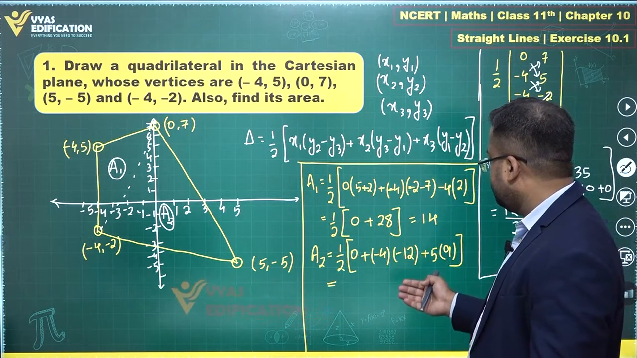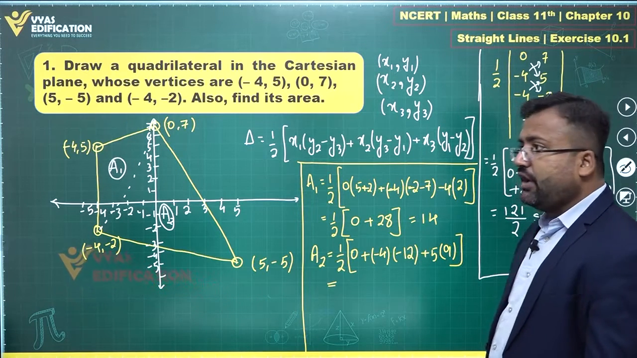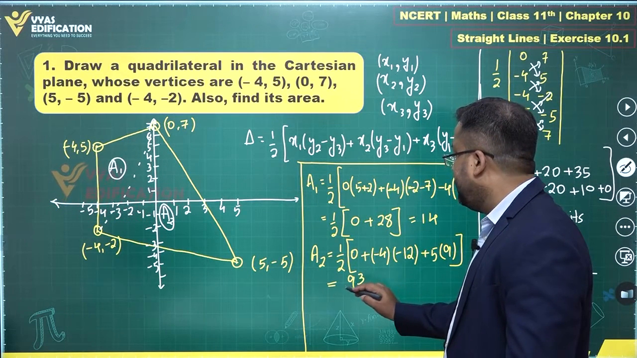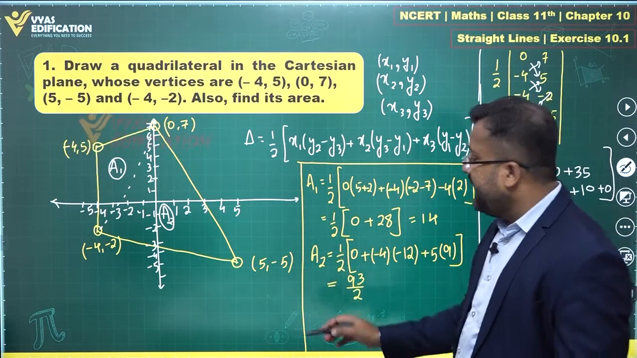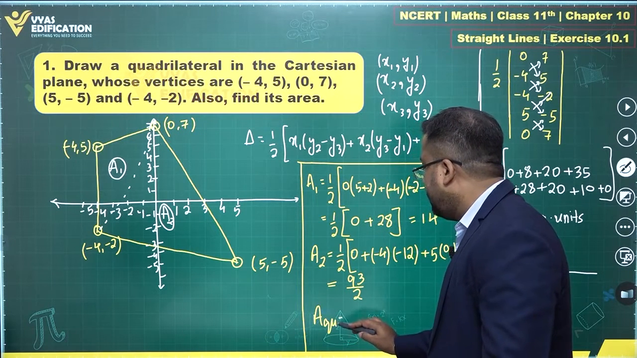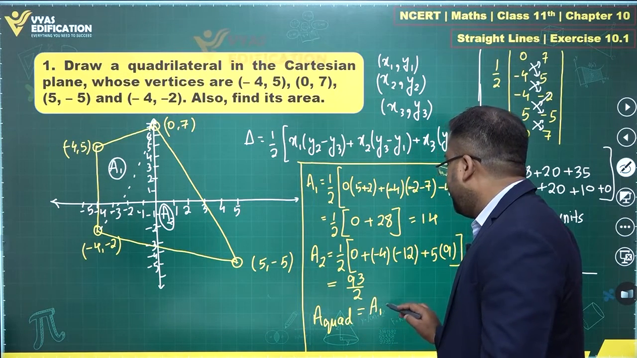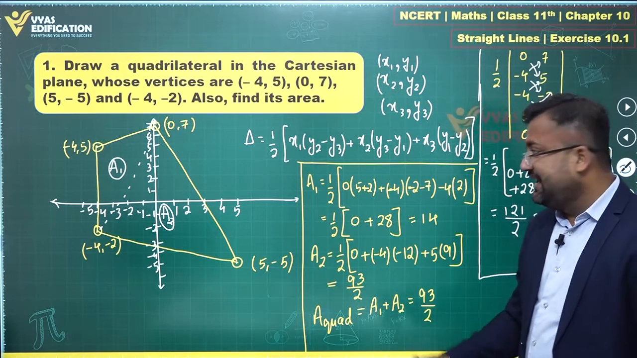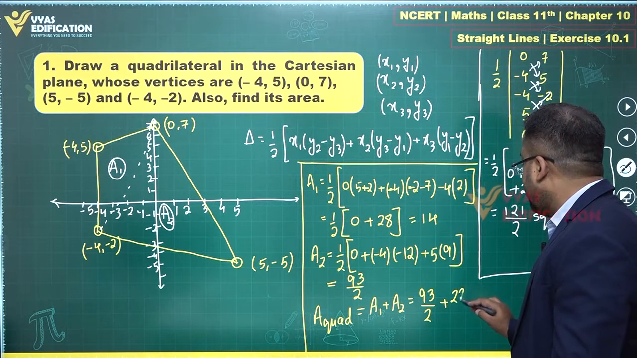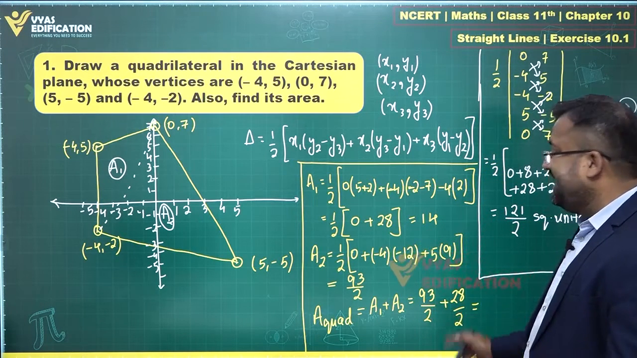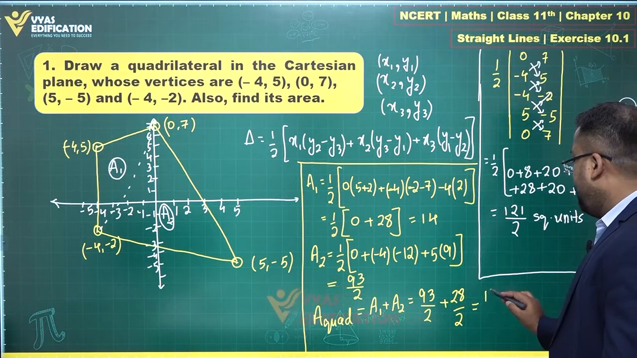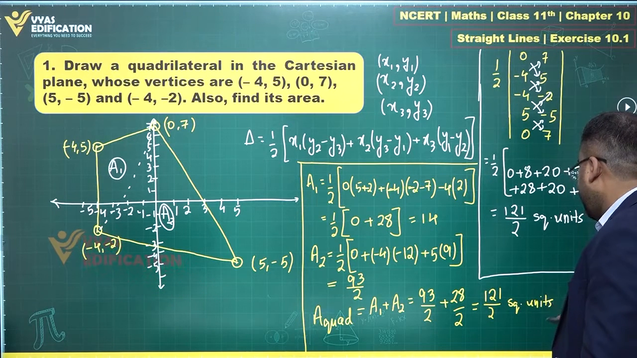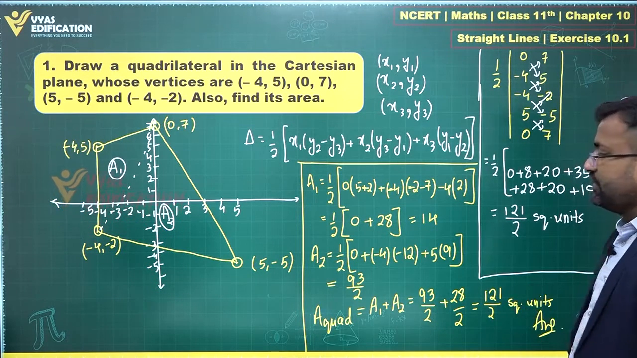So 12 times 4 is 48, and 9 times 5 is 45, and 45 plus 48 is 93. This becomes 93 upon 2. Okay, the total area of the quadrilateral will be equal to A1 plus A2. This is 93 upon 2 and the other area is 14, so this can be written as 28 upon 2. This becomes 93 plus 28, which is 121 by 2 square units. Let's write square units, and that's your answer for this question.